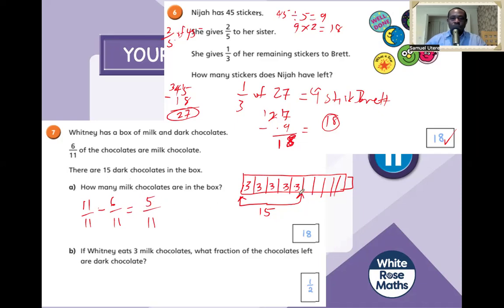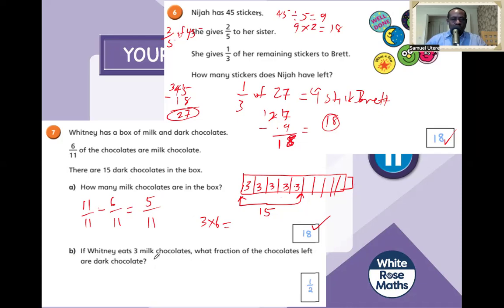So it means 6 boxes are left. We know each of the boxes contains 3. So that will be 3 times 6, which is why we have 18. Then, if Whitney eats 3 milk chocolates, what fraction of the chocolates left are dark chocolates?